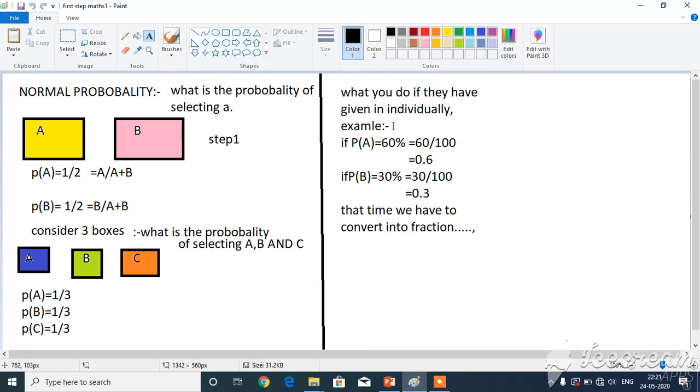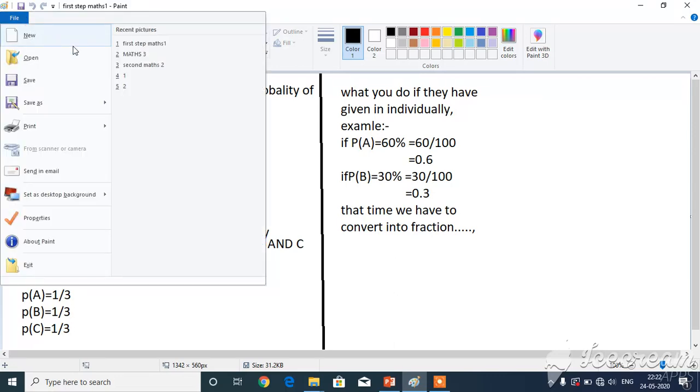Then what do you do if they have given an individual example? If they give P of A is equal to 60%, at that time we have to convert the percentage into a fraction first, like 60 divided by 100 is 0.6. And if P of B is similarly 30%, that is 30 divided by 100, which is 0.3. So at that time we have to convert the percentage into a fraction. It is step 1 in Bayes theorem. It is the normal probability.